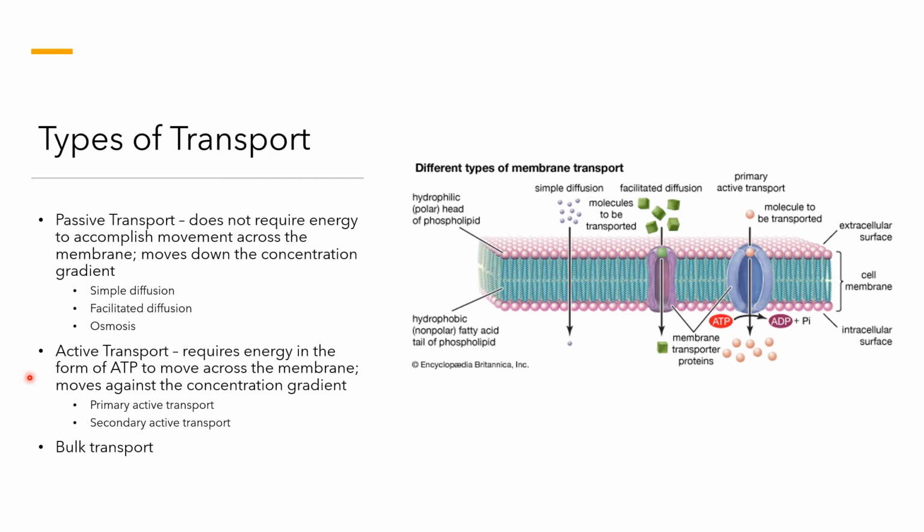Then you're going to have your active transport, which requires energy in the form of ATP to move across the membrane and moves against the concentration gradient. So you're going from a low concentration gradient to a high concentration gradient. So you're going to need that energy in the form of ATP to get the molecules where they need to go. So you have primary active transport and then secondary active transport, and then you also have bulk transport. That's going to be like your phagocytosis and trying to expel waste from the cell.